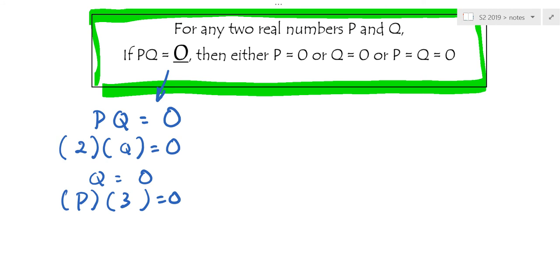So from this experiment, what can you conclude? Either what? P is equal to 0 or Q equals to 0. Do you get this information here? Am I confusing you?